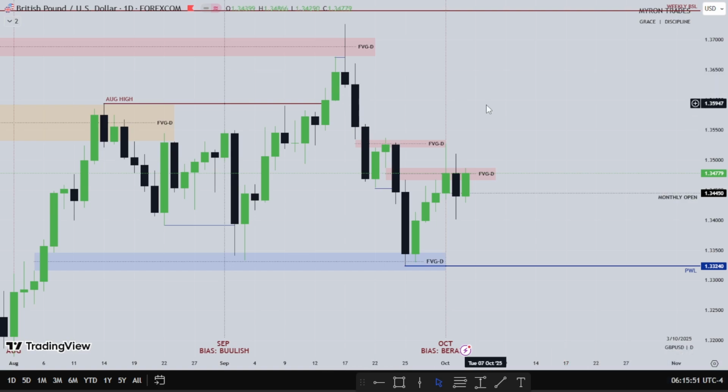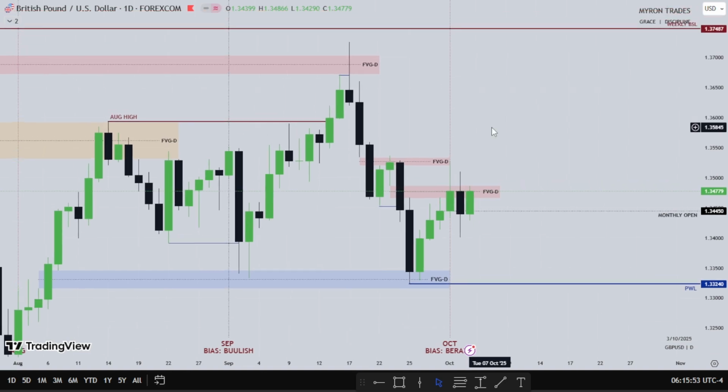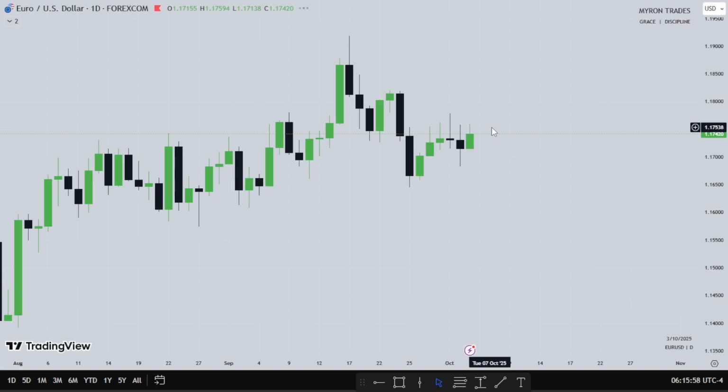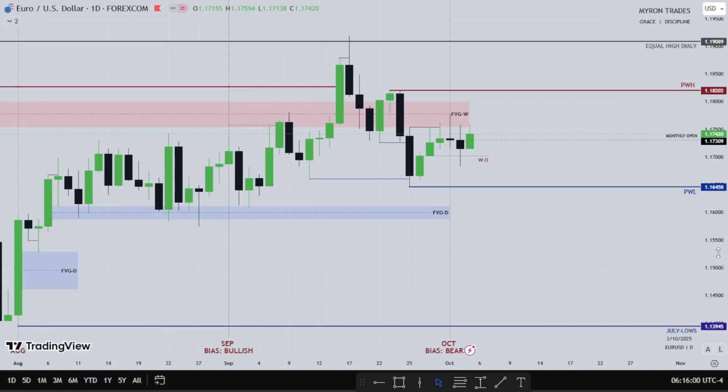So that's that for pound. There was really nothing for the week because of the whole US shutdown and everything. So this is pound USD.